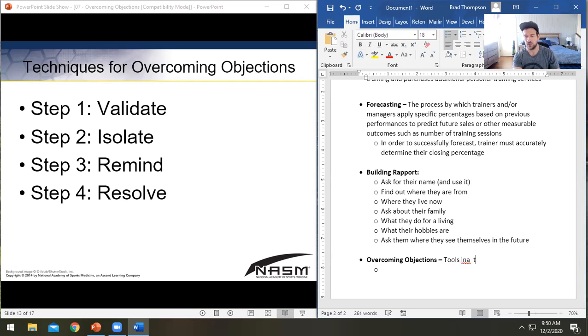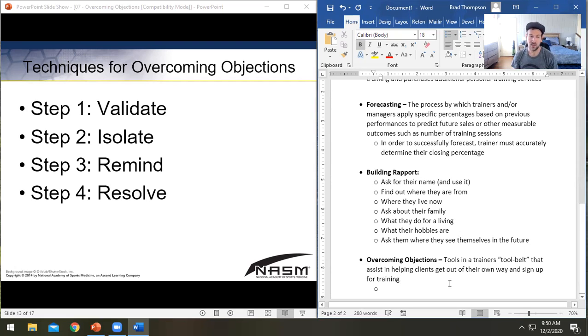Tools in a trainer's tool belt. This is clearly a Brad definition. That assist in helping clients get out of their own way and sign up for training. Right? So we are helping them on this path. And like I said, it's a 4-step process.